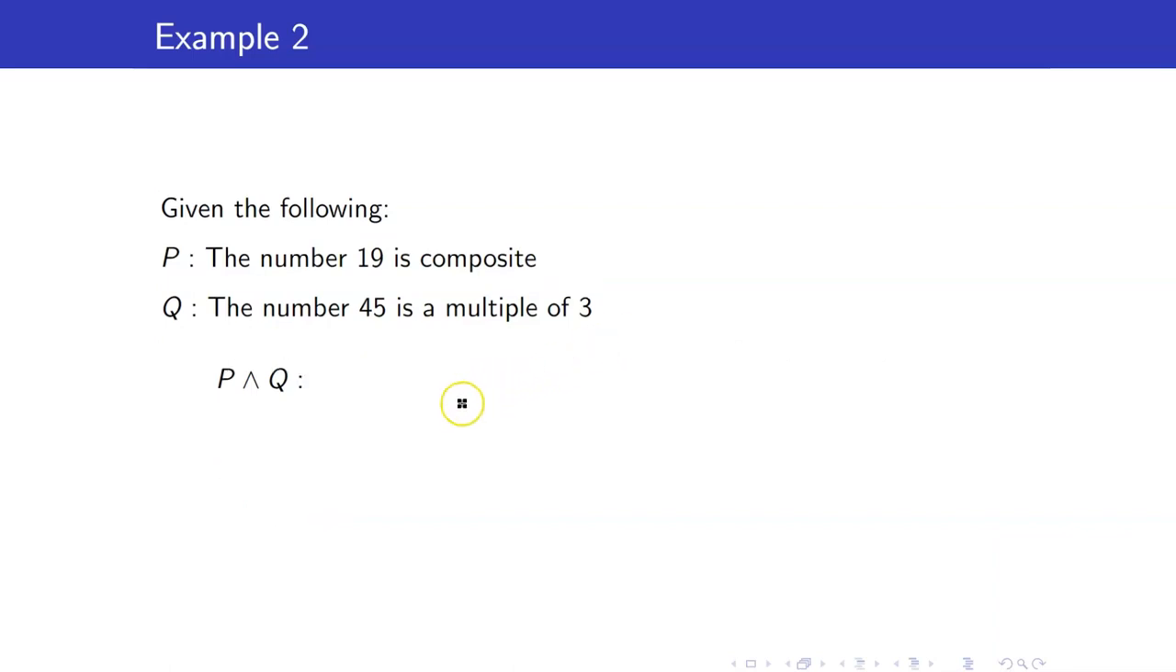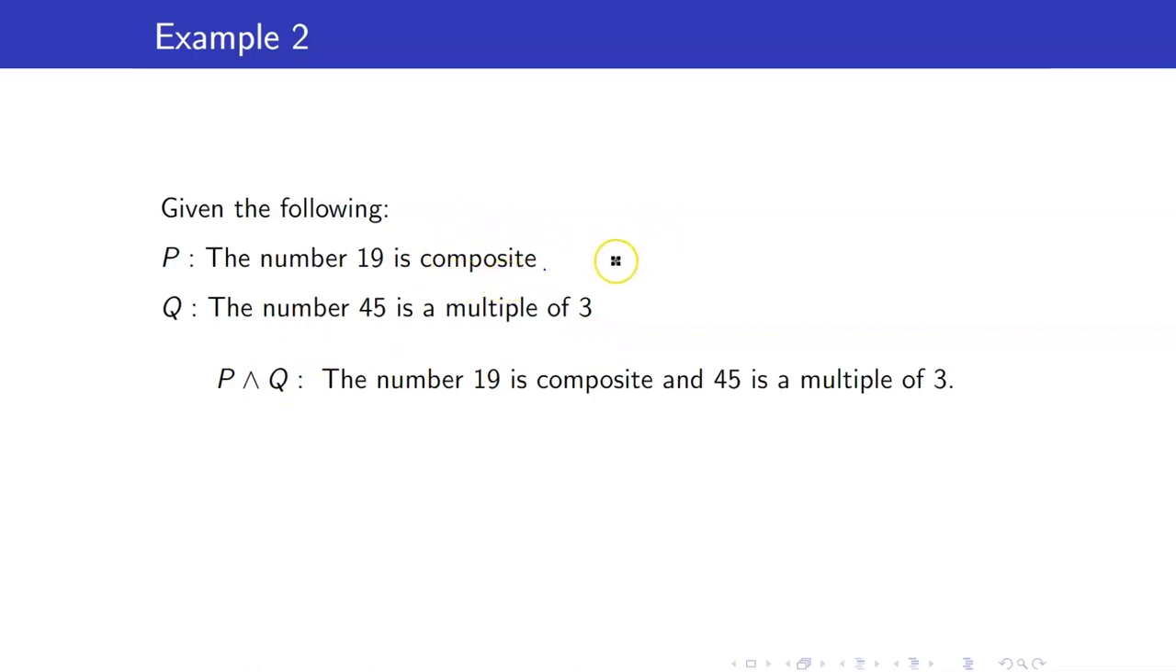For P and Q, of course, what is this? The statement is the number 19 is composite and the number 45 is a multiple of 3. Let us determine the truth value of P first. 19 is a prime number, so this is false. 45 is a multiple of 3. This is true. So therefore, P and Q is false.